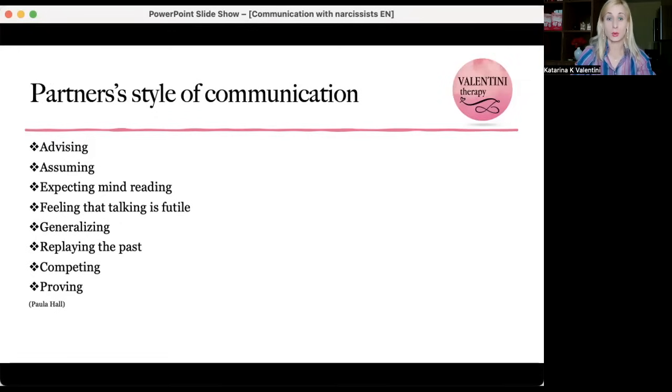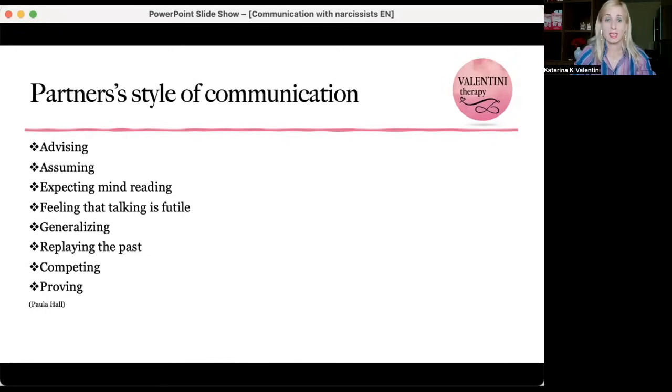We just assume what our partners are thinking or feeling. Again, the narcissistic mask plays a very important role. If you are assuming based on the narcissistic mask, you will miss the target completely. If you wish to assume, base it on what is happening behind the mask. But in order to be able to do that, you have to know your narcissist really well.